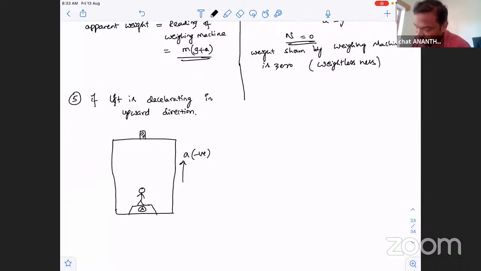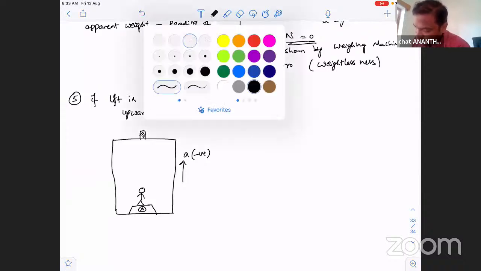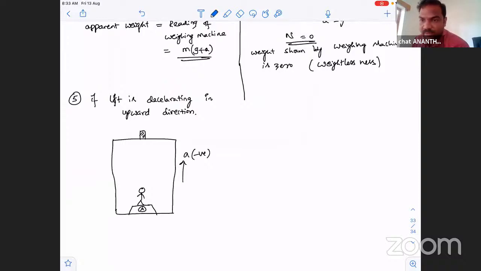Then what is the normal reaction? What are the actual forces acting? Where is the observer? You can take the observer at any place, on the ground or inside the lift. I'm taking inside the lift. That is the advantage: if the observer is inside the lift, he sees the man at rest, so you can balance the forces. Mg acts downward, where m is the man's mass, and the normal reaction acts upward.